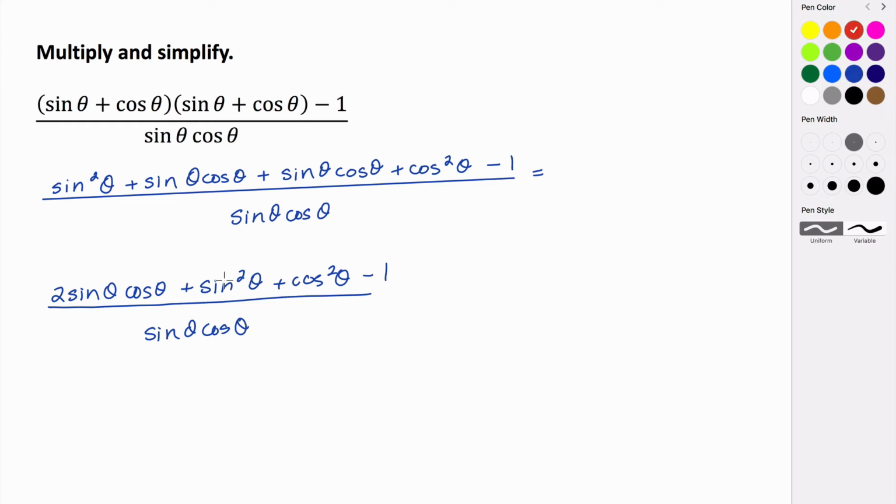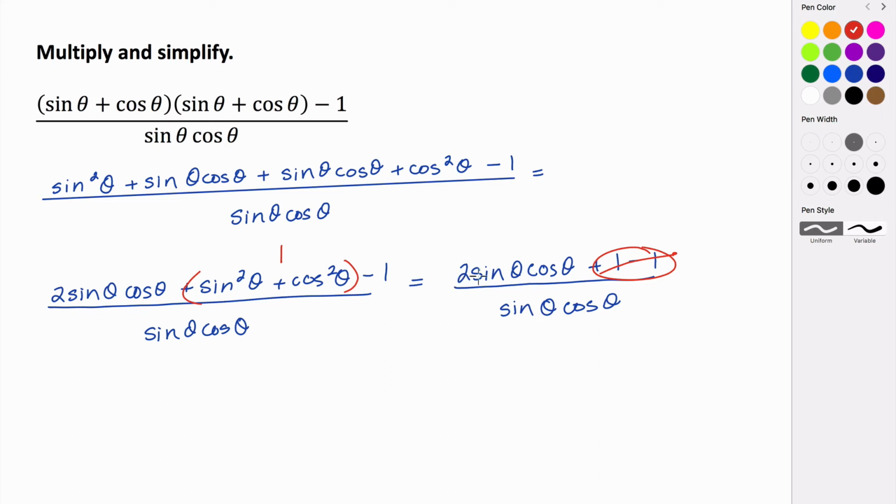Now we know that sine squared plus cosine squared, this is just 1. So we can substitute 1 in there. So we have 2 sine of theta times cosine of theta plus 1 minus 1, all divided by sine of theta times the cosine of theta. These two, when we combine them, are just going to cancel each other out.